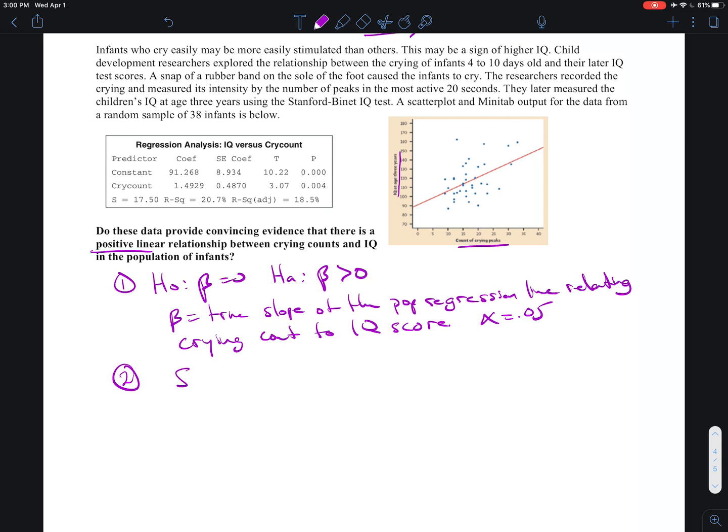We are going to use a SIG test, a t-test for beta. That's the name of the test. Or you can write t equals b minus beta over SE of b. So either by name or by formula. And in order to do this, we need to check our conditions.